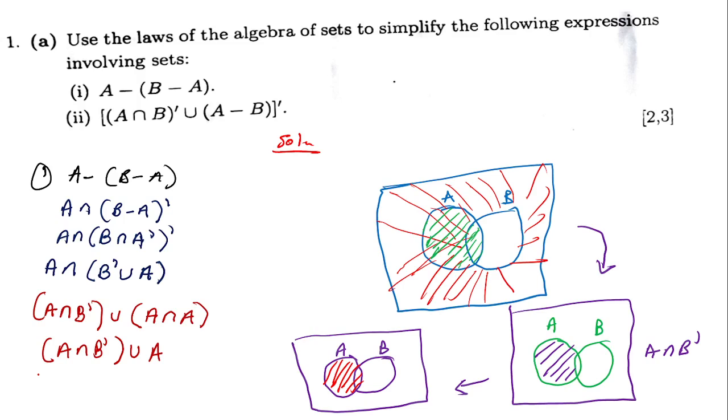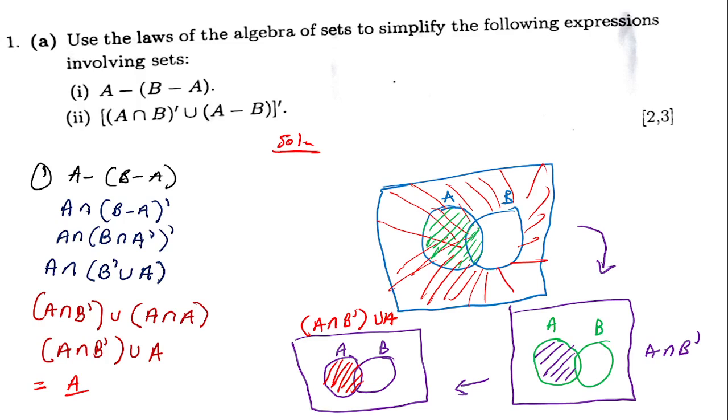So this one is now open bracket A intersection B complement close bracket union A. This is how easily that question would have been done. Do we have any questions, ladies and gentlemen, at this particular point? Any question? Feel free to ask. Okay, it's like we don't have questions.